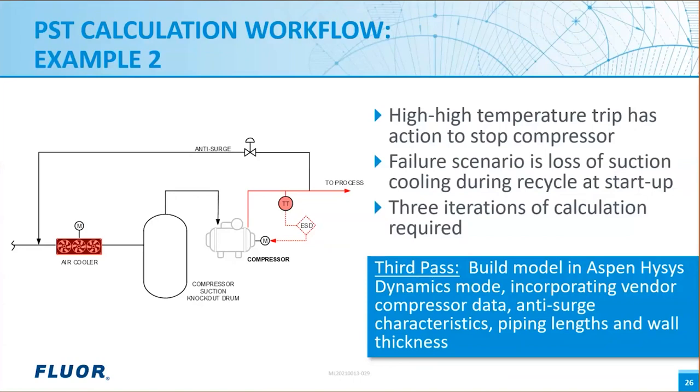This is an example where it was all done as a desktop exercise, and it's always nice when process safety time calculations can be done using paperwork. But once again, if you do enough process safety time calculations, you may find yourself in the unenviable situation where you've exhausted all options for removing margins, using real data, and using the best simulation tools, and at that point you still can't achieve the process safety time. When that happens, you're really faced with the prospect of design changes.